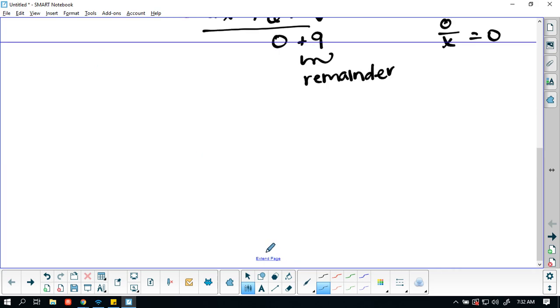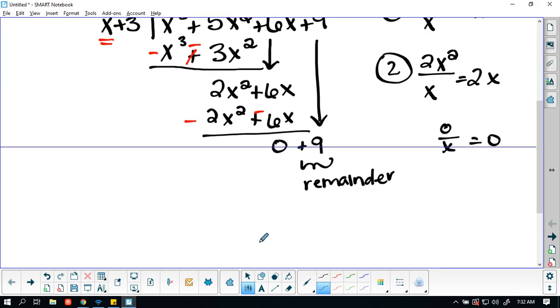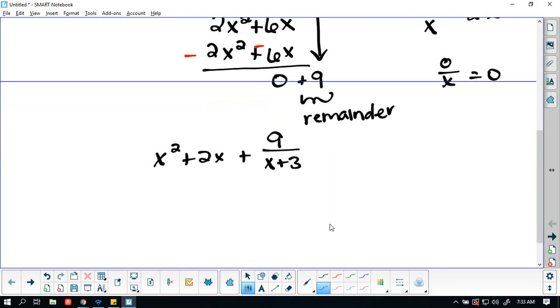So the way I'm going to write this is x squared plus 2x plus 9 over x plus 3. Or you could also write it as x squared plus 2x with the remainder.